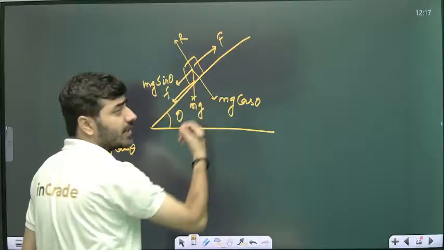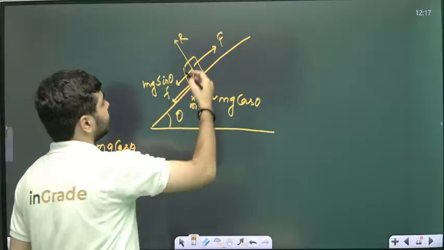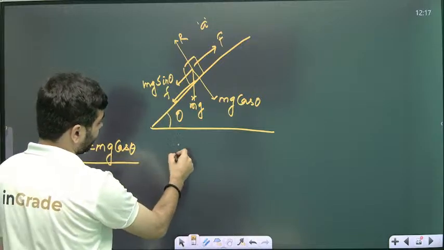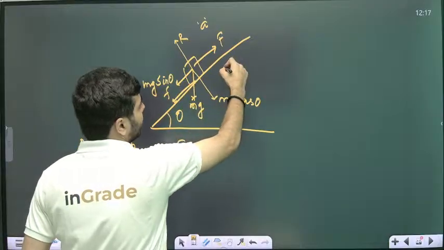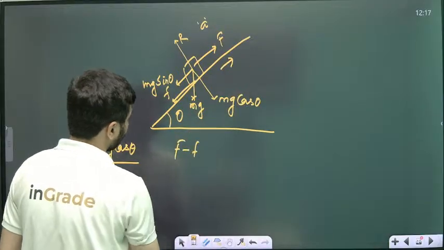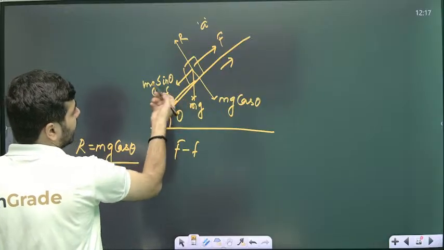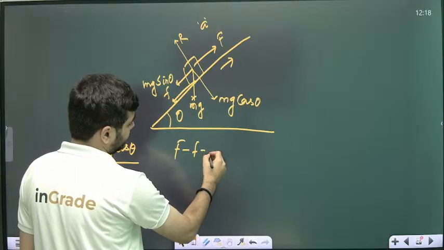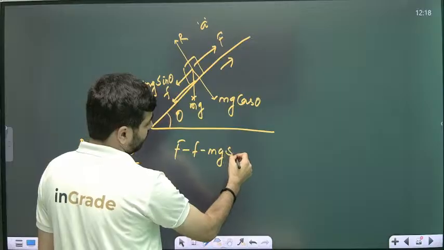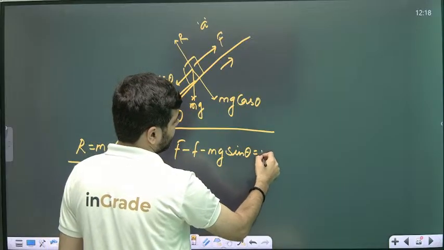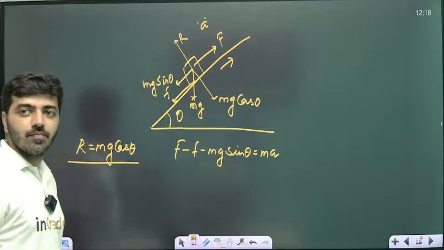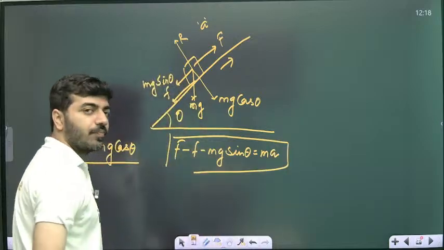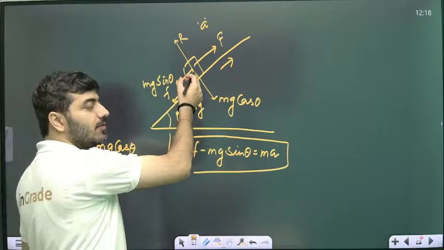Because the body is moving in the forward direction with acceleration of a, the net force will be F, because moving in the upward direction, F minus f, the friction force, and mg sin theta are in the same direction, then minus mg sin theta equals ma. This will be the equation of motion this time, when the body is moving in the forward direction.